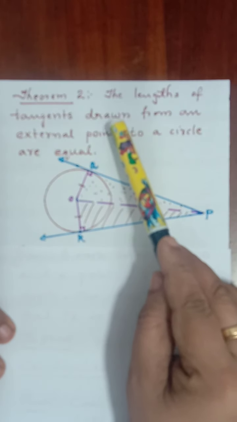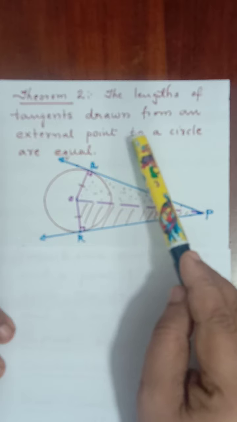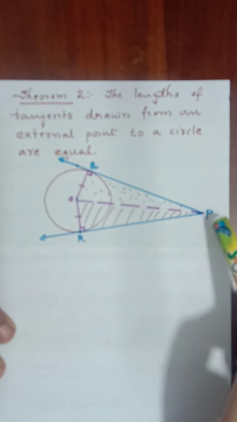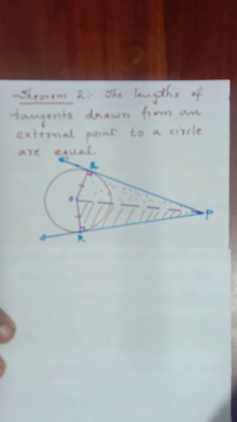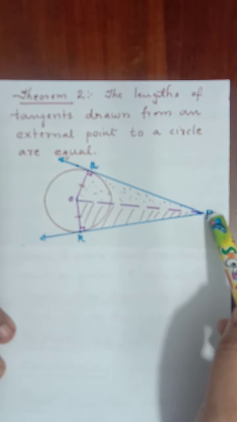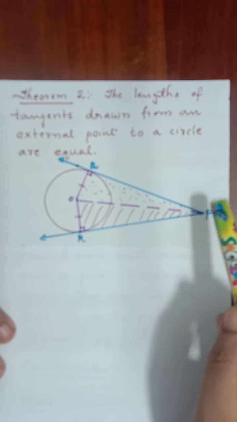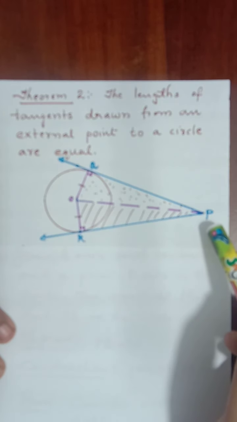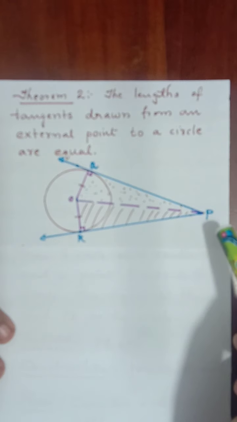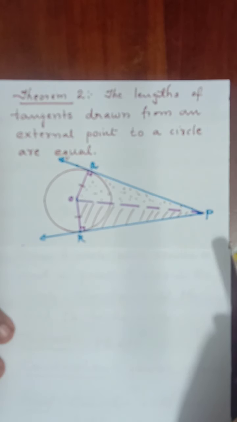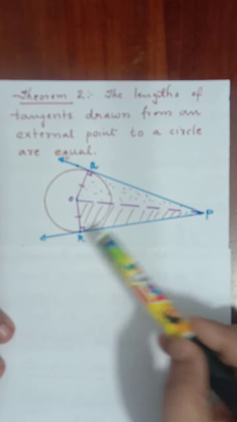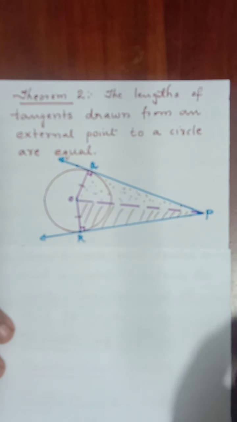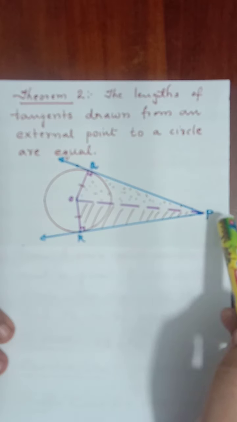Length of tangents drawn from external point to a circle are equal. P is the external point. We are given with a circle with the center O. P is a point outside the circle. PQ and PR are two tangents. These are the things given to us. What is to prove? We have to prove that PQ is equal to PR. Length of tangents are equal.